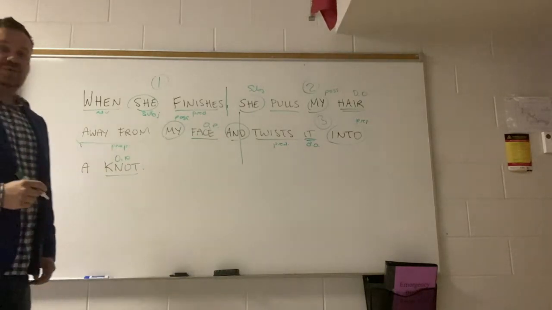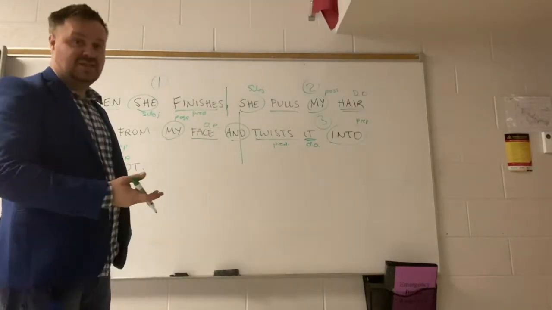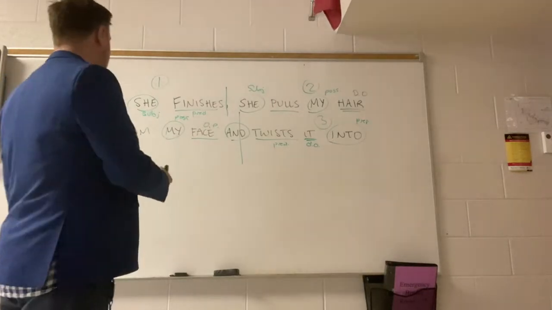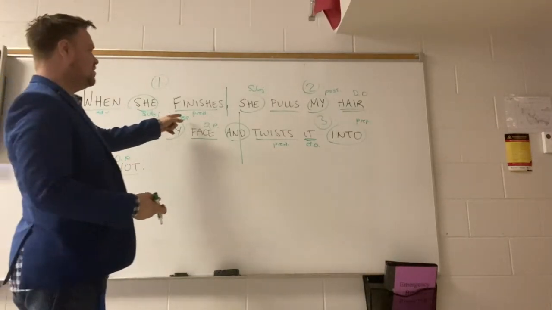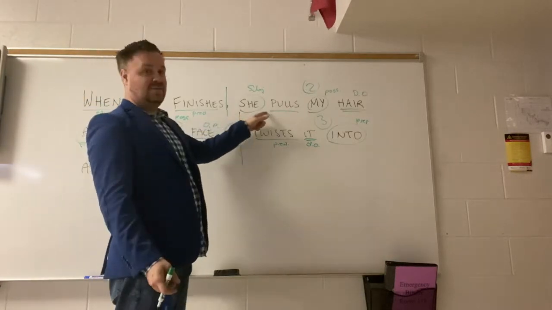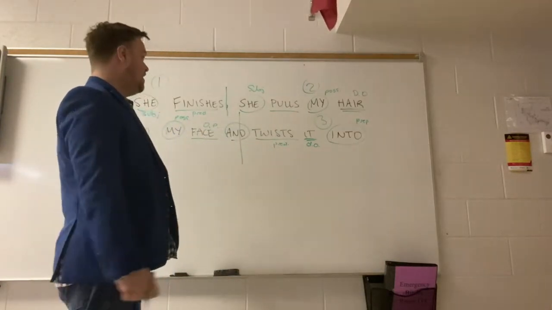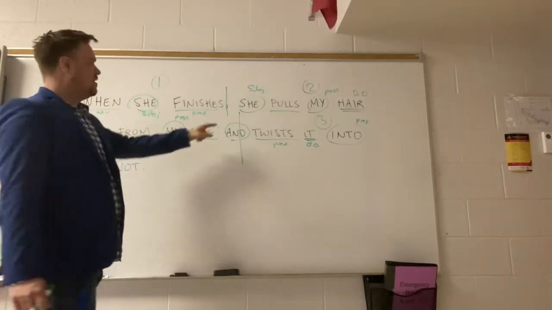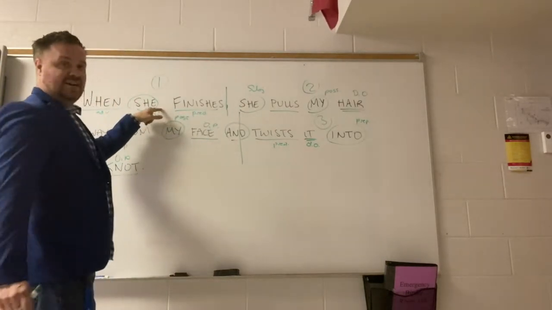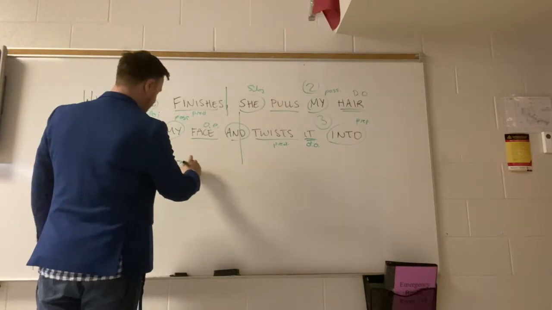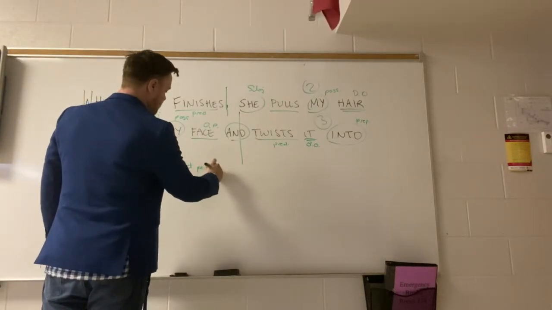Perfect. Now, because we have 3 parts of this sentence, we have 3 verbs. Okay, we have the first verb, which is finishes. We have the second verb, which is pulls. And we have a third verb, which is twists. Now, who's the subject of all of these verbs? She. And she is in third person singular.